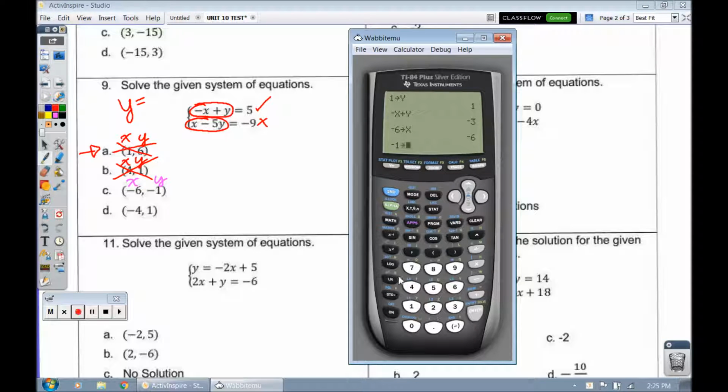-1, store to y. Go back up. Here was our first one. Hit enter, it'll copy, paste. We get 5, yes, so we got a match. But we have to get a match for the second one.